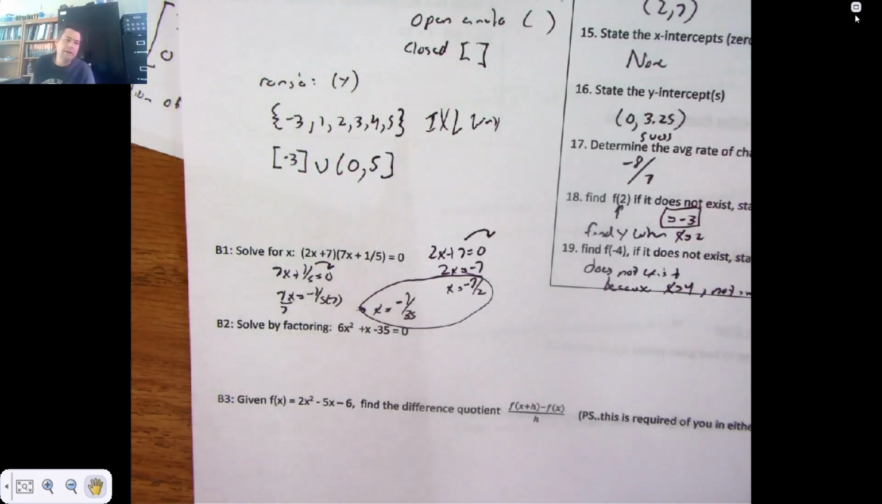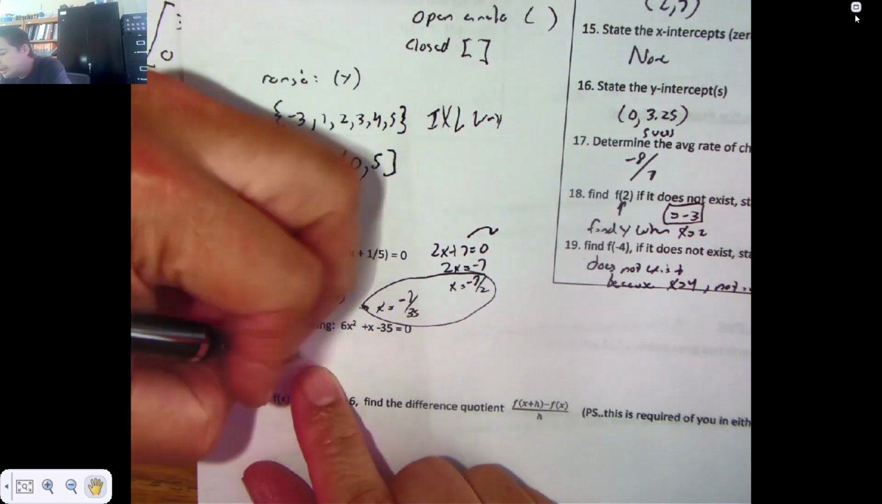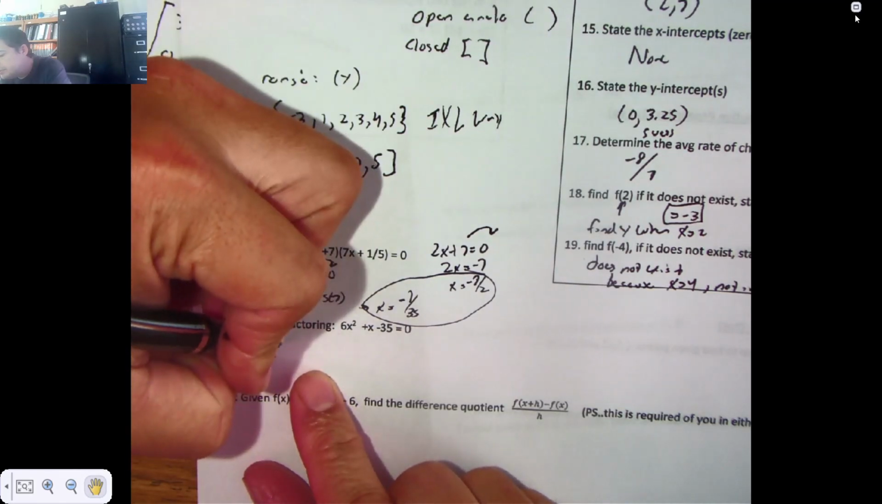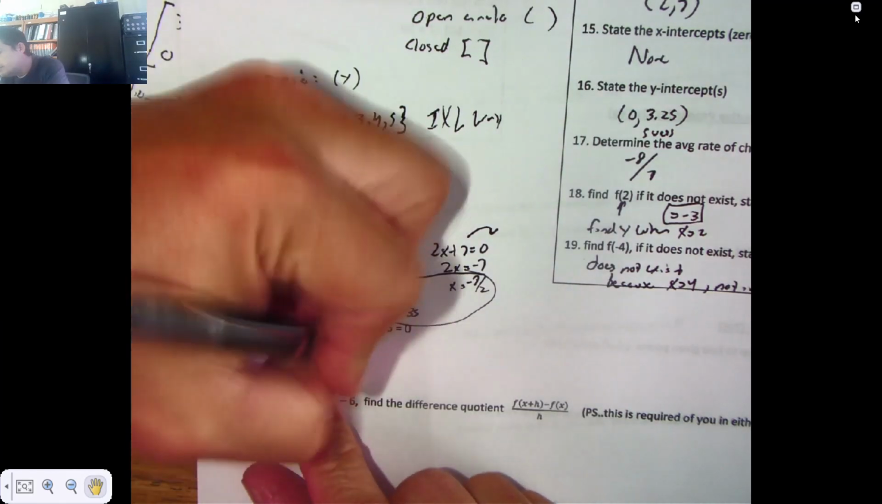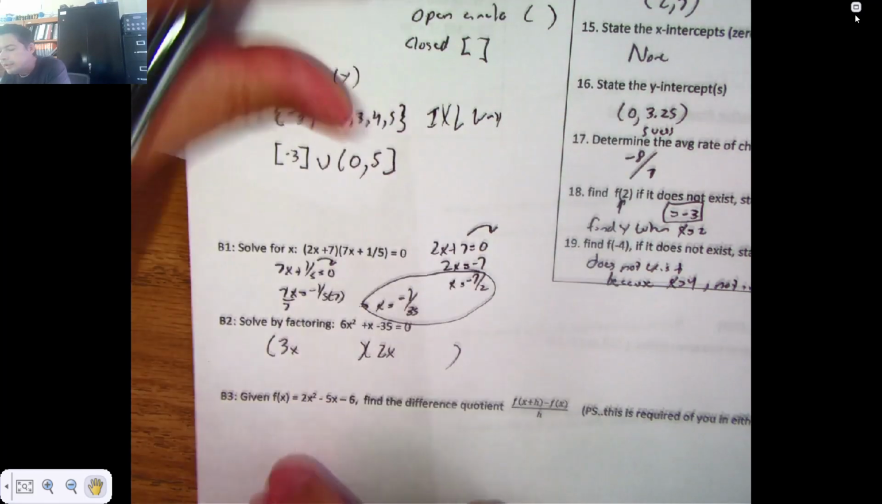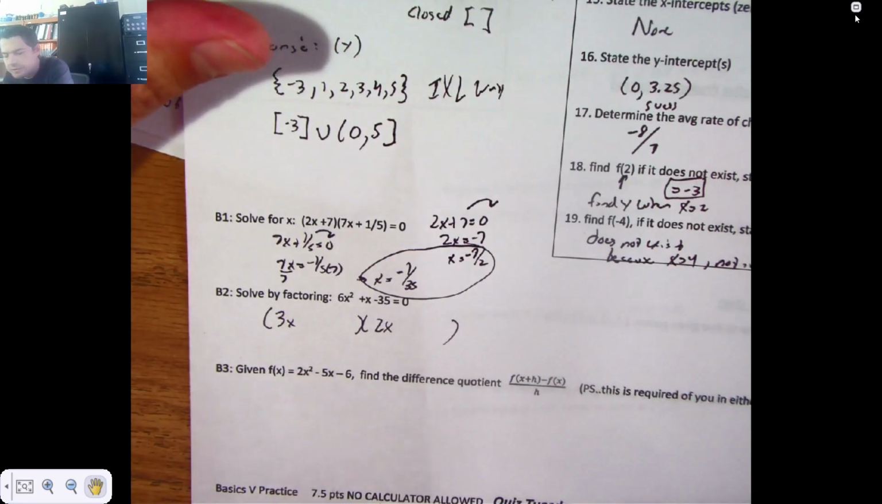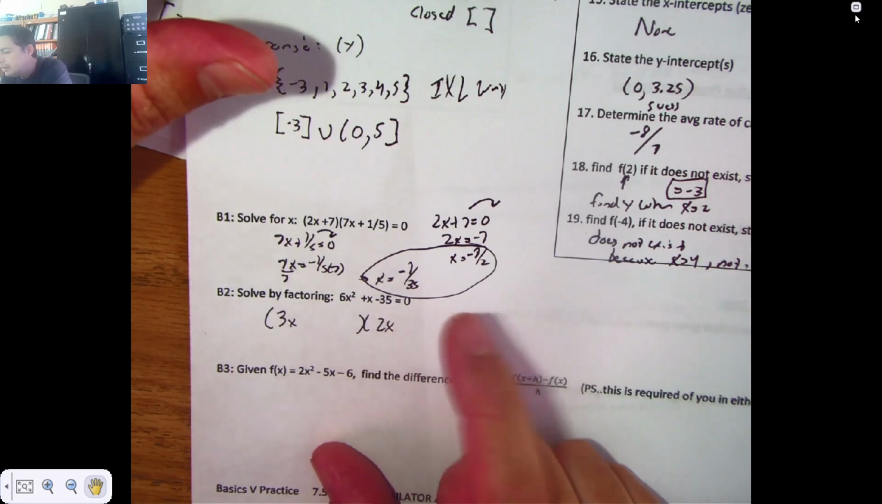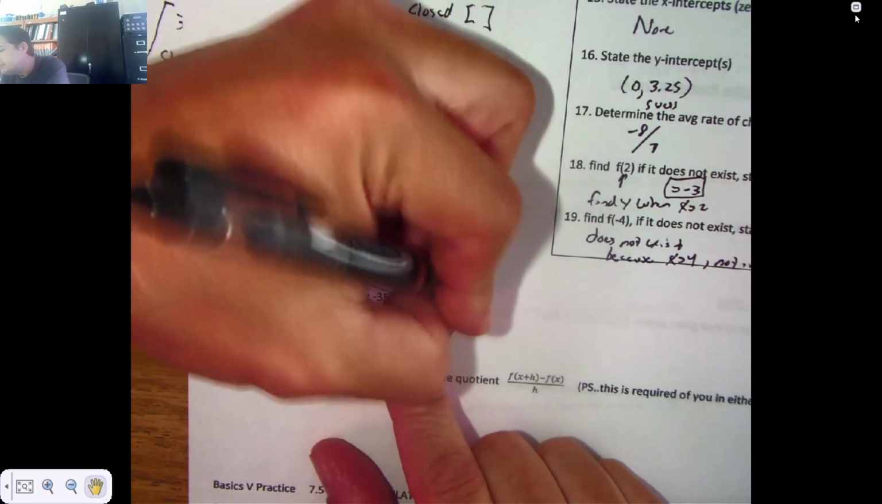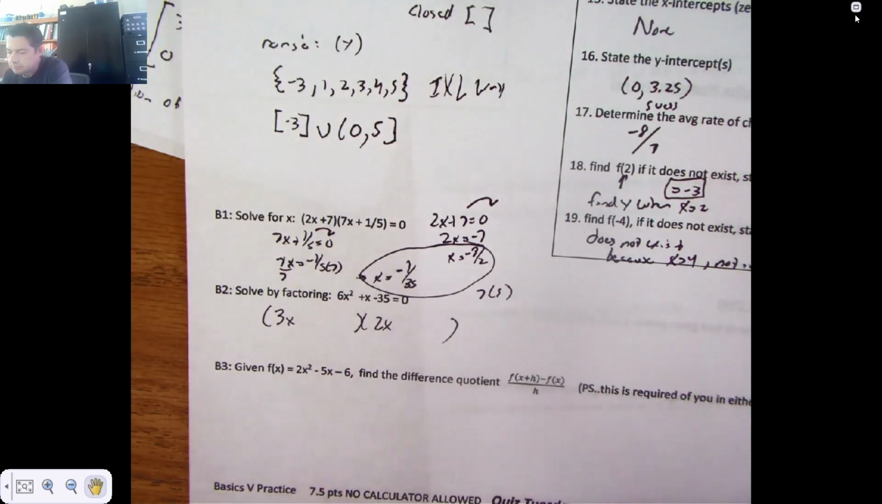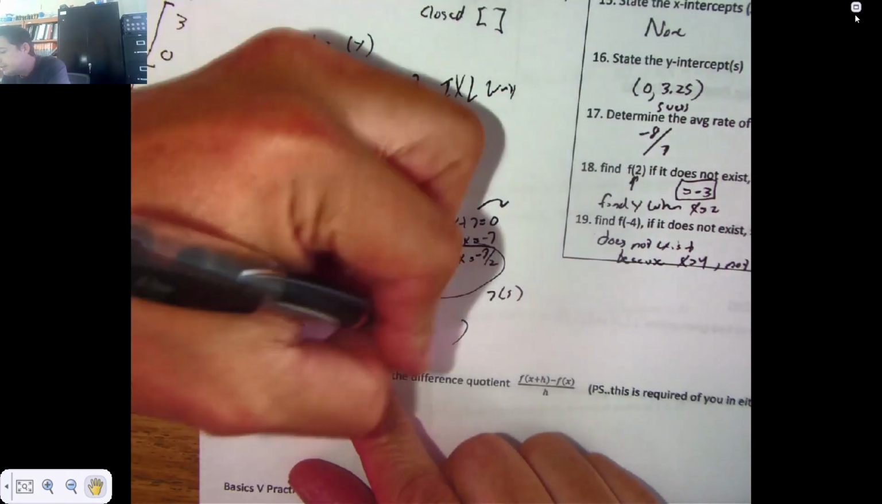There's your two answers. Bonus 2 is solving by factoring. After we finish up with matrices, we're going to move into factoring. So you better hurry up and figure out how to do it. I am going to guess that I'm going to use a 3x and a 2x, and if I'm wrong, so be it. I got a bit of a head cold today, and it's really got me all messed up. Factors of 35. I know it's 7 and 5. I'm going to put a 7 there, and I'm going to put 5 there.